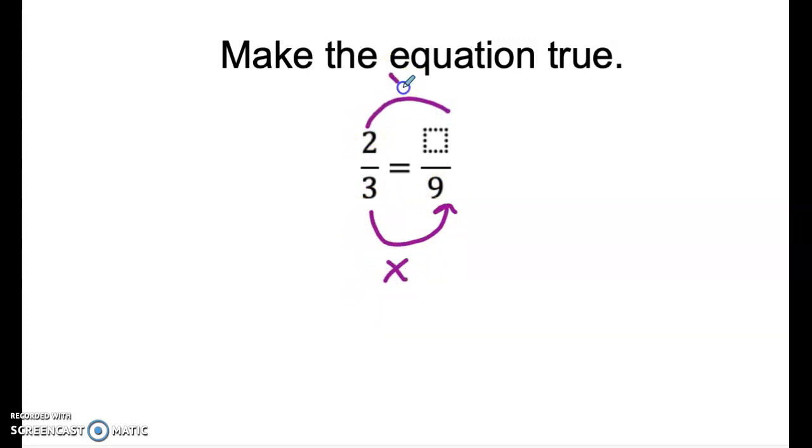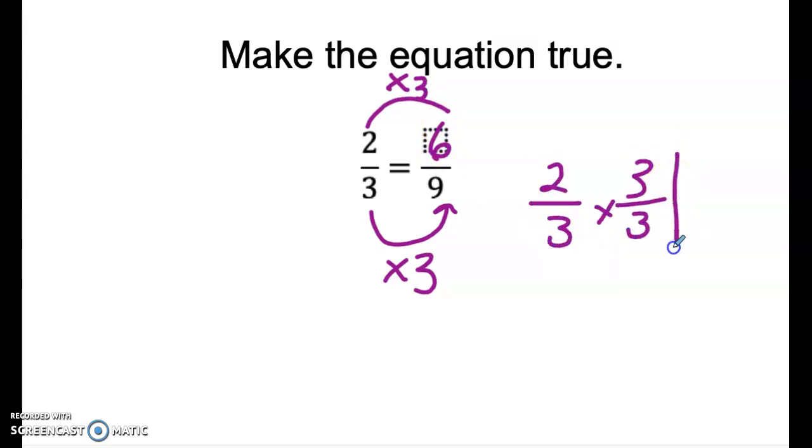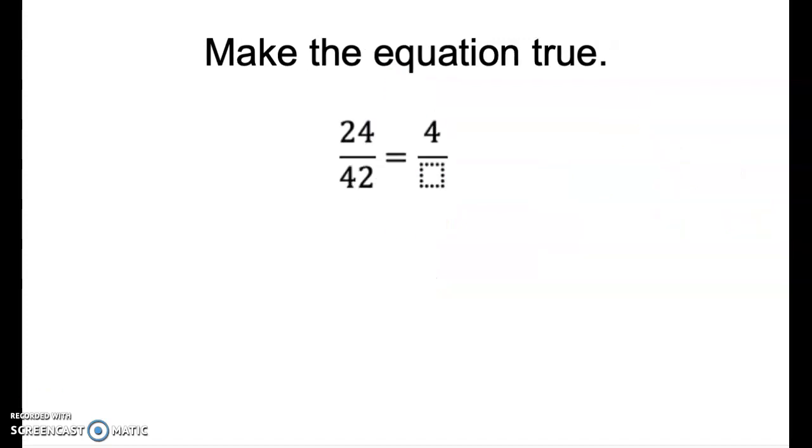And the thing is, whatever you multiply the denominator by, you have to multiply the numerator by, because you want that value of 1. So 3 times 3 is 9. So 2 times 3 would be 6. So 2/3 times 3 over 3, which gives you that value of 1, which doesn't change the value of your fraction, just changes the way it looks, gives an equivalent fraction would be 6/9.